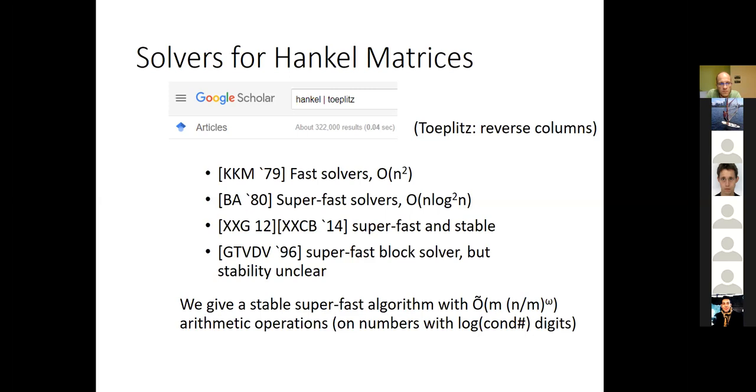But, a bit to our surprise, there actually wasn't a super fast block solver that is also stable. So what we had to do in the paper is give a super fast stable algorithm with time roughly m times (n over m) to the omega, which when multiplied out is n times (n over m) to the omega minus one. We also need numbers with about log of condition number digits. So how does such an algorithm work?